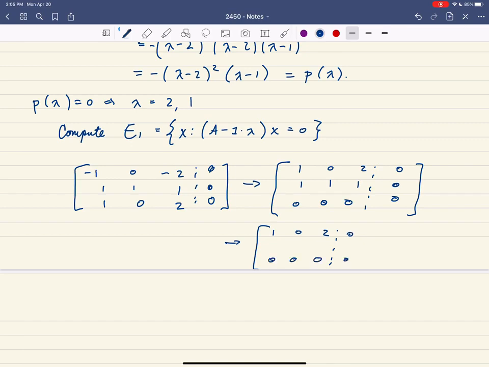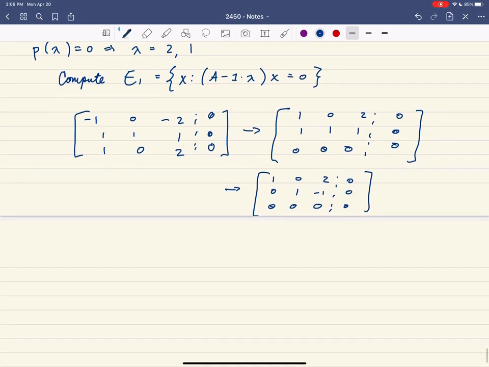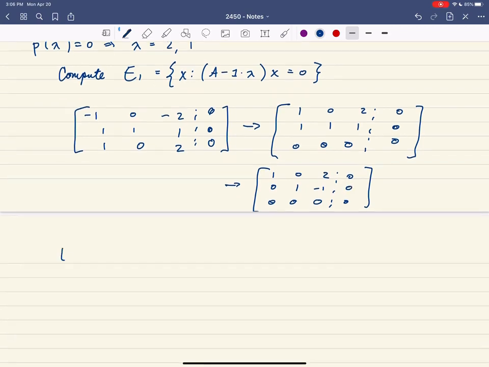Row of zeros in the bottom. And then if I subtract row 1 from row 2, we're going to have 0, 1 minus 0 is 1, 1 minus 2 is -1. And so that means that our solutions, e sub 1, is going to be the set of all vectors.